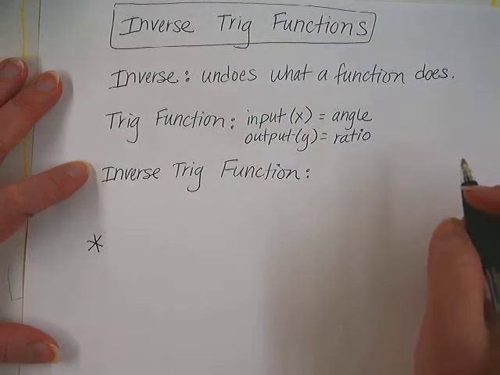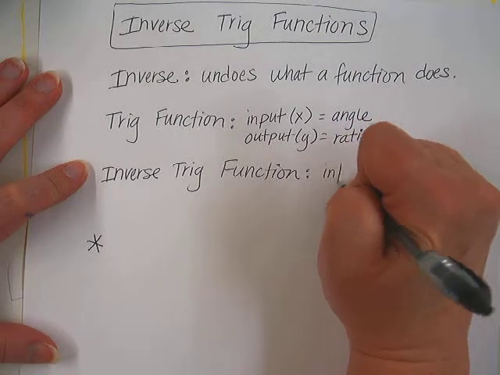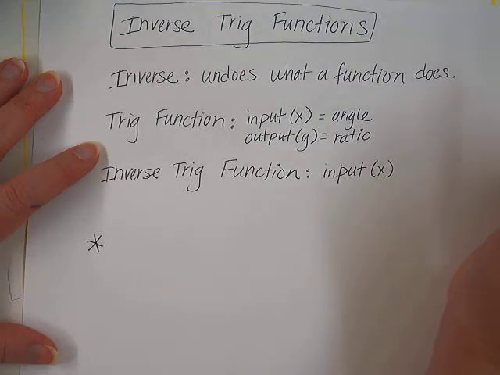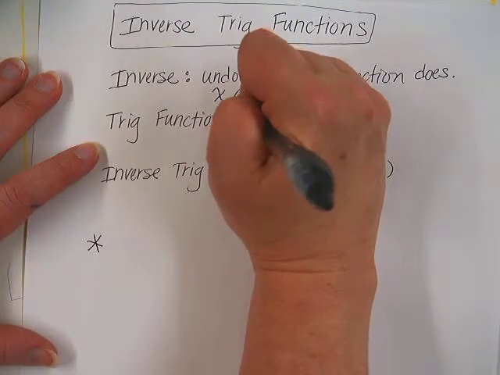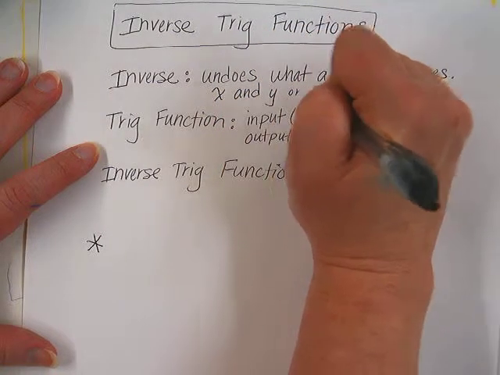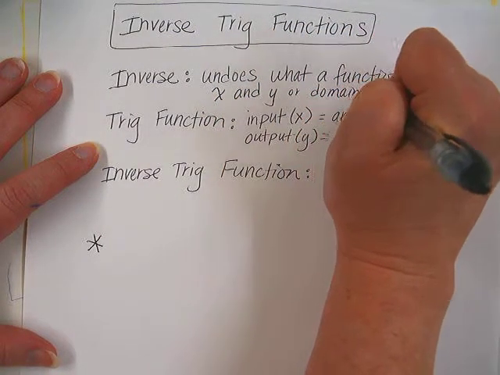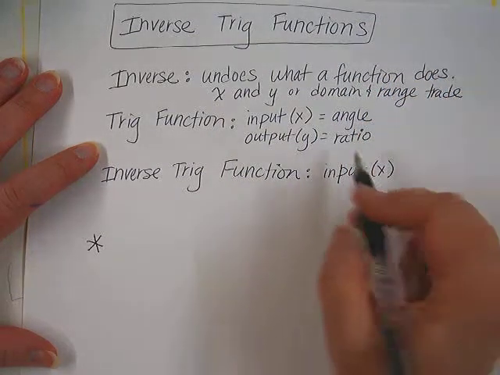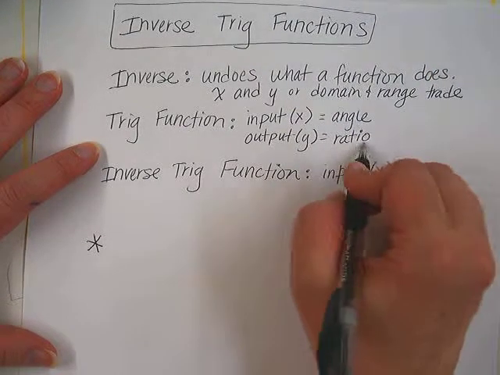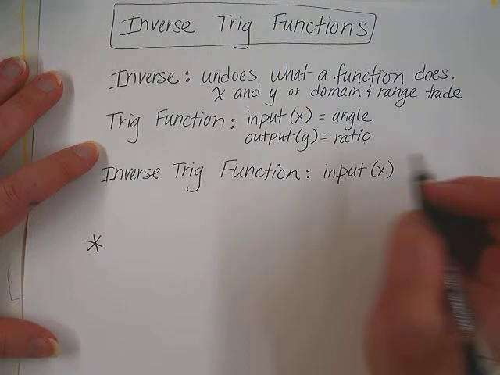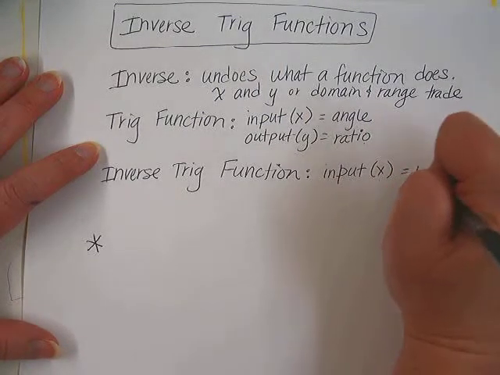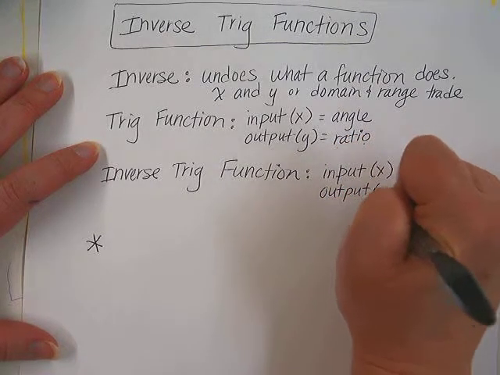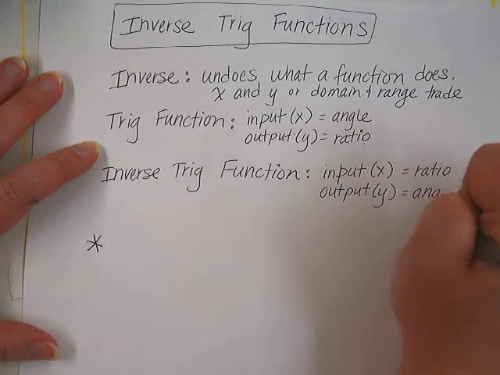For an inverse trig function, the input is now x, because the x and y values trade when you're dealing with inverses. X and y, or domain and range, trade. Okay, so in this one, the angle is our domain and the ratio is our range. So if we do the inverse of that, we're inputting a ratio, that becomes our domain, and the output is an angle, and that's our range.